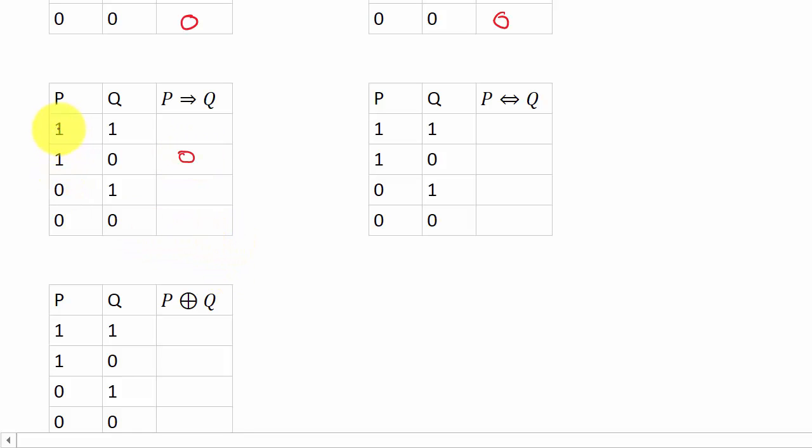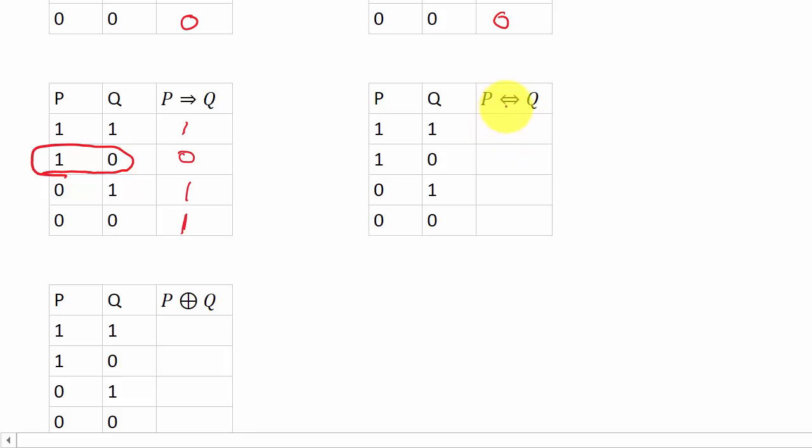Alright, now let's look at this one. P is true, Q is true, so that's true. Here P is false, Q is true, so that's true. And then here P is false and Q is false, so that makes it true. Remember, the only time it's false is when P is true and Q is false. Any other time it's true.